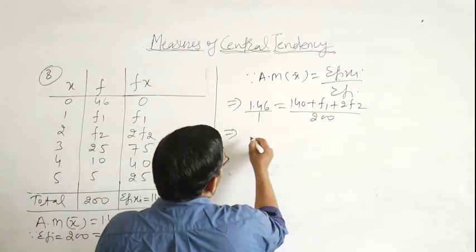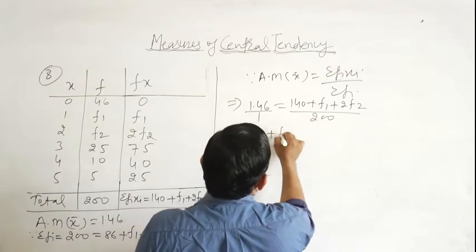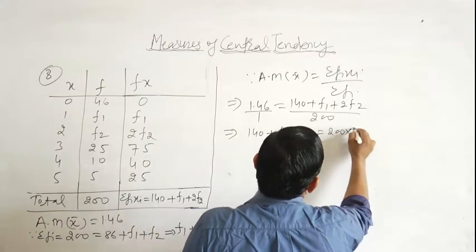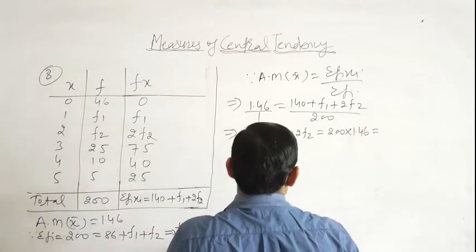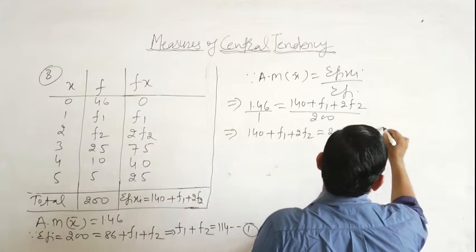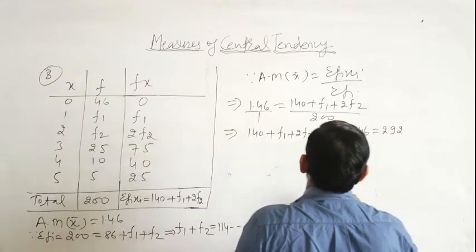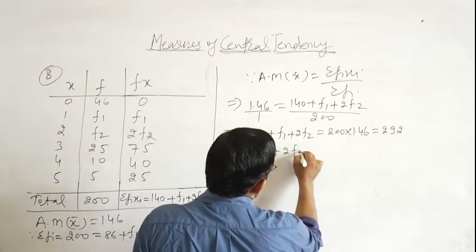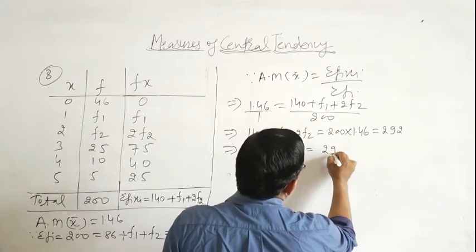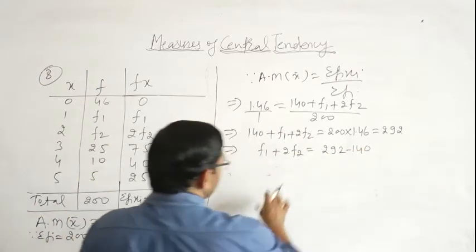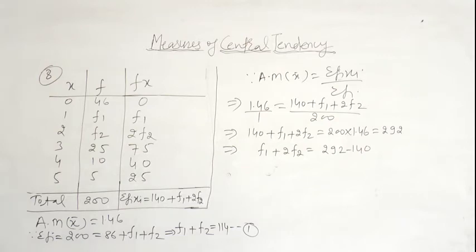By cross multiplying, 140 plus f1 plus 2f2 is equal to 200 multiplied by 1.46. 200 multiplied by 1.46 gives 292. Then f1 plus 2f2 is equal to 292 minus 140.